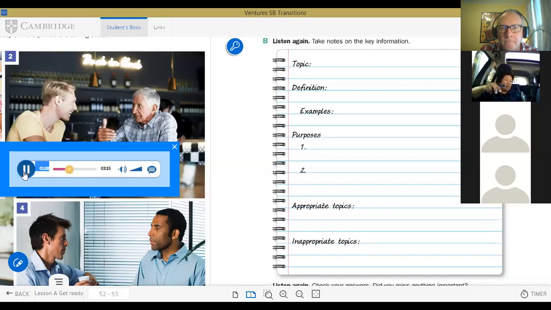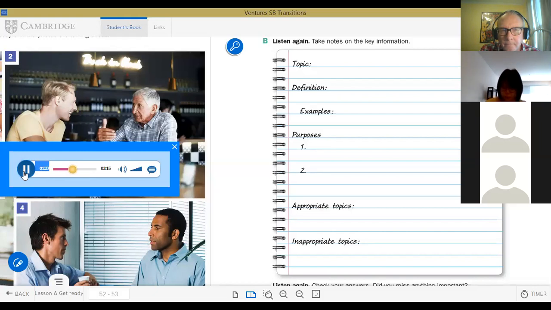One purpose of small talk is to break the ice, which means to start a conversation with another person, especially a person you don't know very well. It's a polite way to start talking with someone, and often it's a bridge to talking about bigger topics later, when you feel more comfortable with each other.